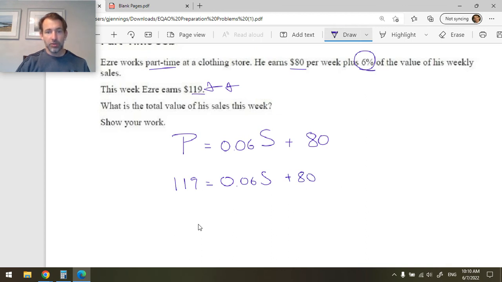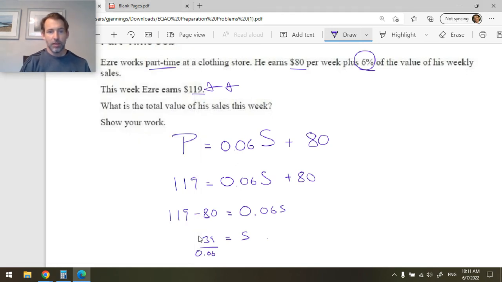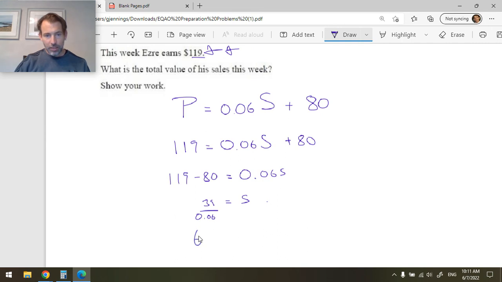So his amount of money from sales would be $119 minus his base pay, and that will give you the total amount of money he earned from sales. That happens to be $39, and that will be equal to sales if you divide that by his commission. Okay, so no one is going to do that in their heads. 39 divided, well, you can actually, but I'm not going to. It's 650. So 650 is equal to sales.